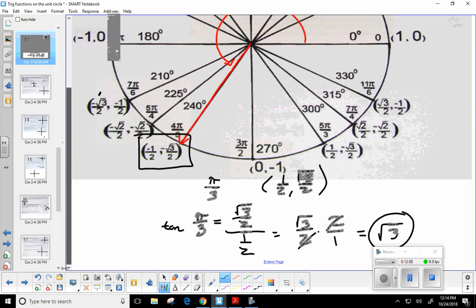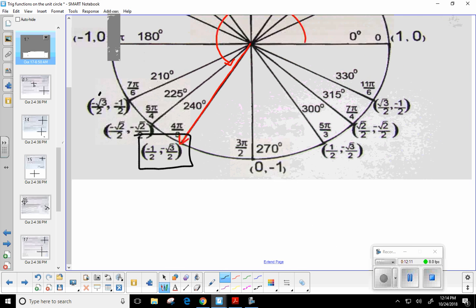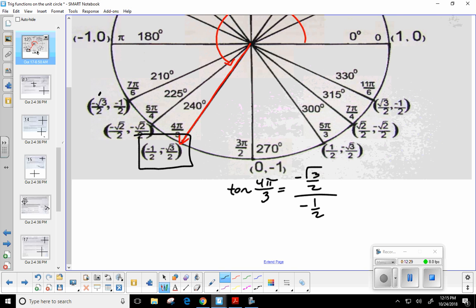Let me give myself a little bit of room here. So tangent of 4 pi over 3. What was tangent? Yeah, it was y over x. So I'm going to take the y value that I have, negative square root of 3 over 2, and divide it by the x value, negative 1/2. This one is really similar to the previous one we just did. I'm going to take negative square root of 3 over 2 times negative 2 over 1. The 2's are going to cancel, and the negatives cancel. So again, I still get the square root of 3.